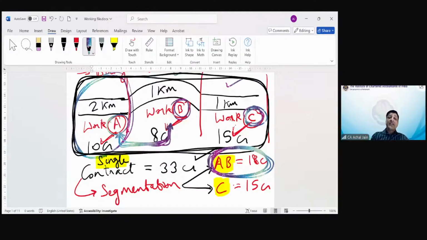So you'll not say that it's A which is completed out of 18, so that's why I recognize 10 crore. No, no, you will not do that. Why? Because for your purposes, A and B is a single contract, amounting to 18 crore, on which the percentage of the work which is completed is required to be recognized.